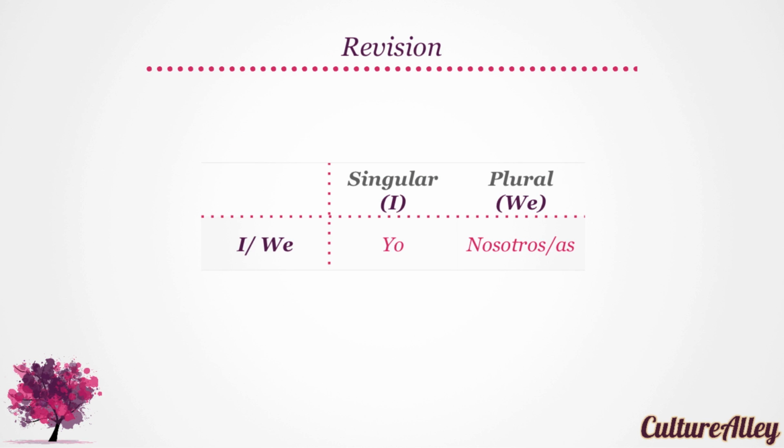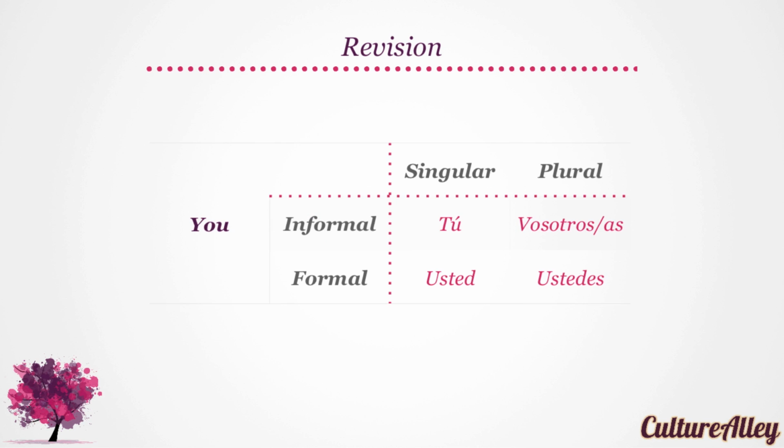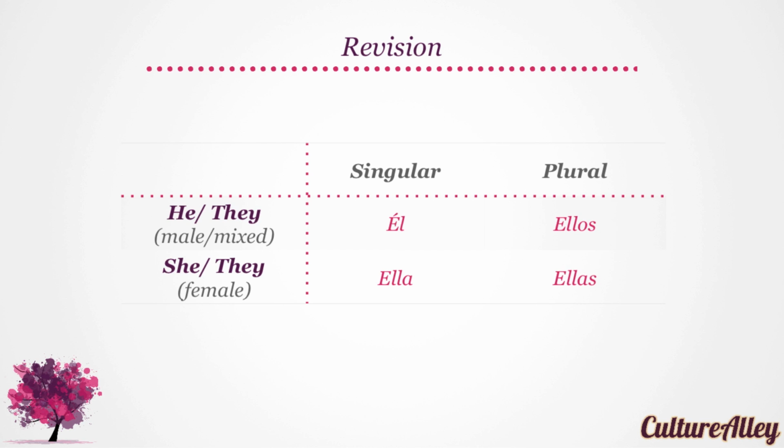I is translated to yo, and we is translated to nosotros or nosotras. Informally, you is translated to tú for singular cases, and vosotros or vosotras for plural. Formally, you is translated to usted for singular cases, and ustedes for plural. He is translated to él, and they is translated to ellos for male gender. Similarly, she is translated to ella, and they is translated to ellas for female gender. Very good.